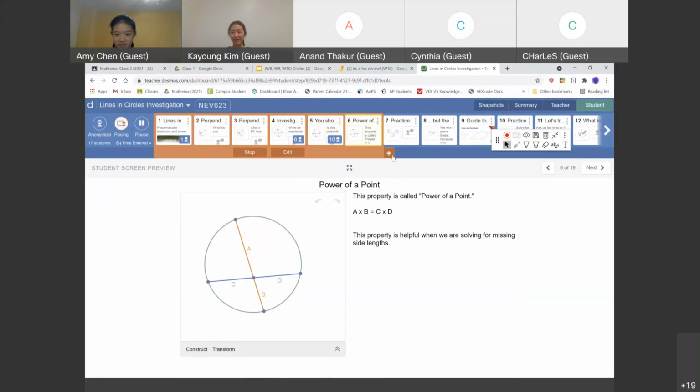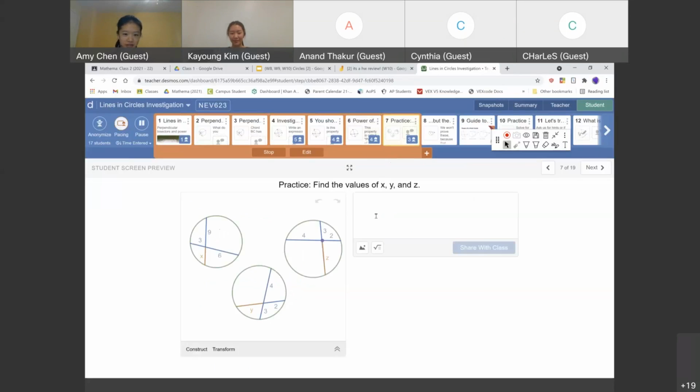You can go on to slide 6. This property is called power of a point. It's kind of a weird name, but it's what we just looked at: A times B equals C times D, and the angles between them don't really matter. It's just if there are two different chords intersecting, then it will be like that. It's really useful because when you have a missing line segment, you can use it to find the value of that line segment.